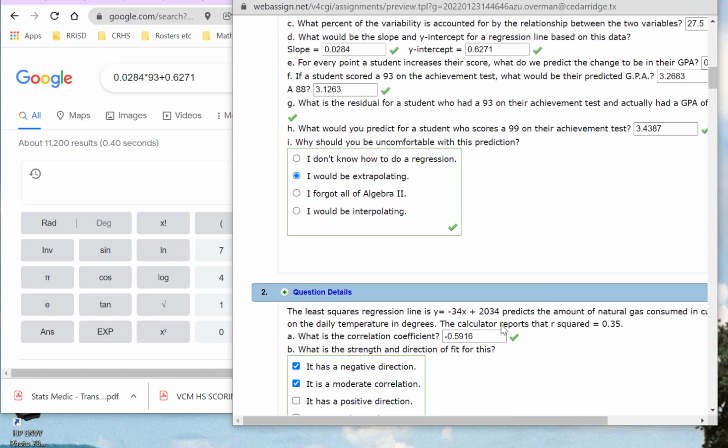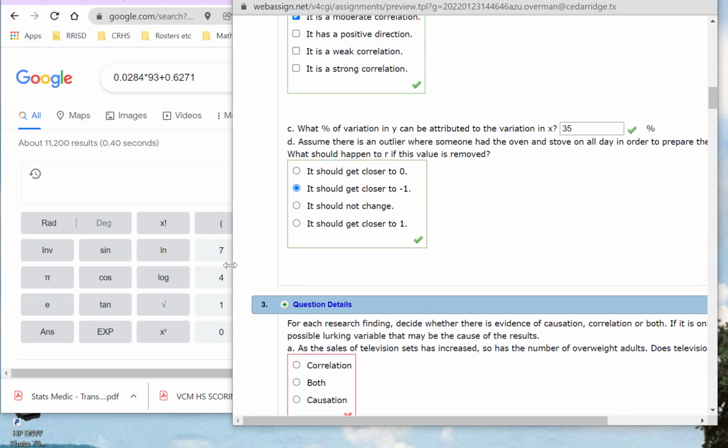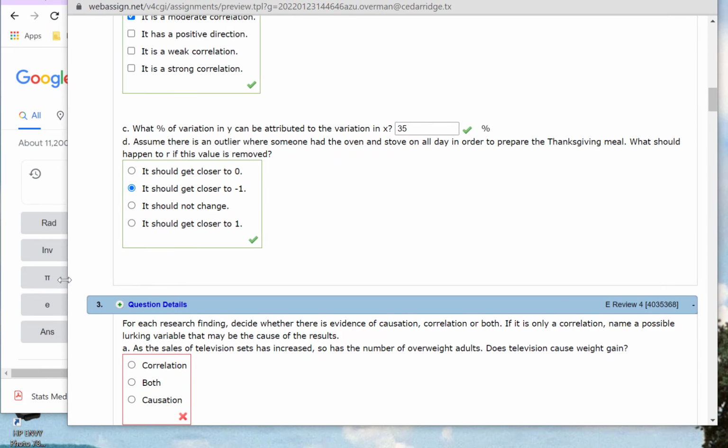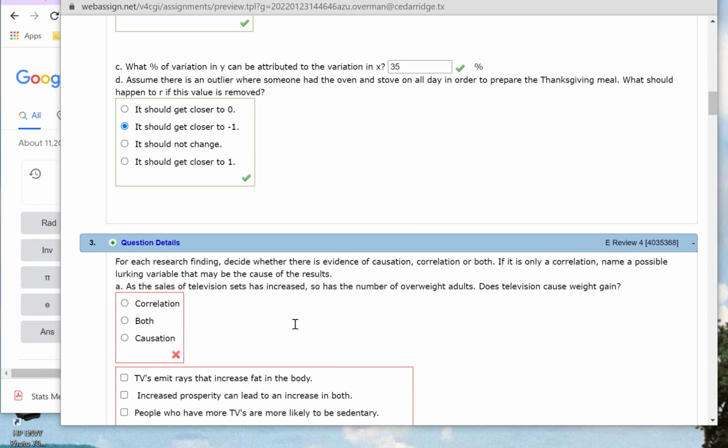Voila, voila. Yay! I know some stats. All right, let's get to the next problem. And I'm not needing the calculator too much.